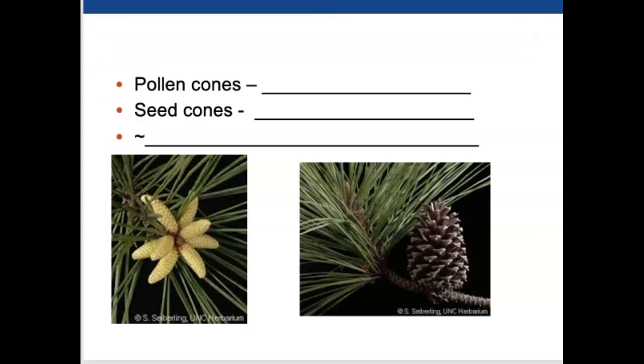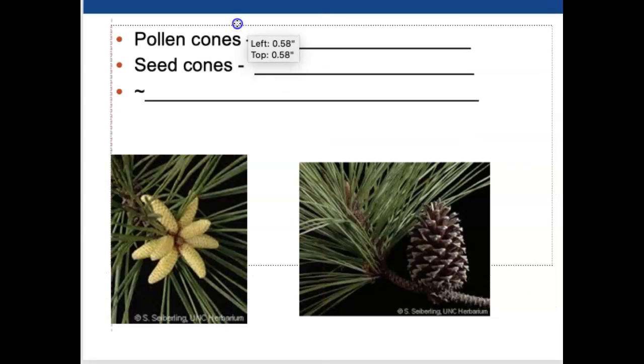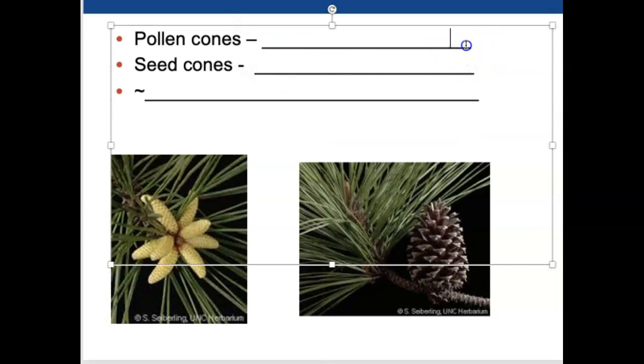Okay, so let's take a look at how this happens. In order for reproduction to happen in the conifers, we need two different types of cones. One cone is known as the pollen cone. This cone will produce what we call the microsporangia, sperm, pollen. All the same stuff, guys.